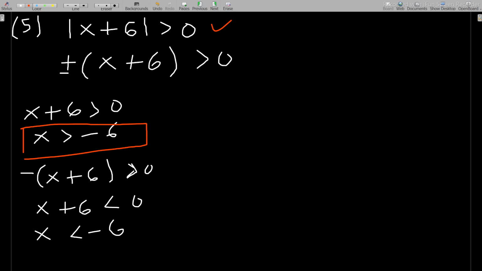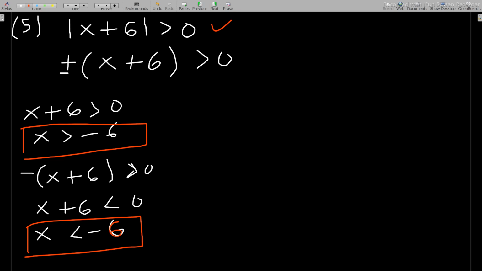When I pick values within the other range, meaning all the values that are less than -6, say -7, and I put -7 in the inequality, I get -7 plus 6, which gives me -1, and the absolute of that is greater than 0.